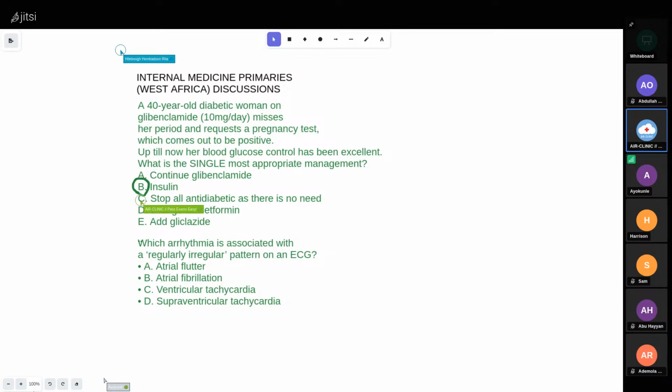But if this question says irregular, okay, the answer would have been atrial fibrillation. But under this circumstance, option A will be the answer. There's a difference between irregular, and regularly irregular. Cardiology students.